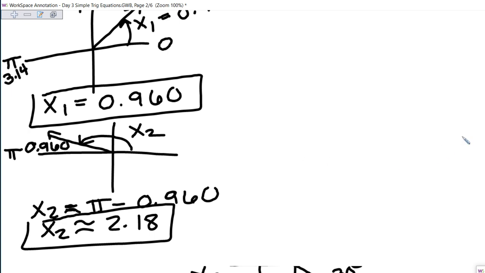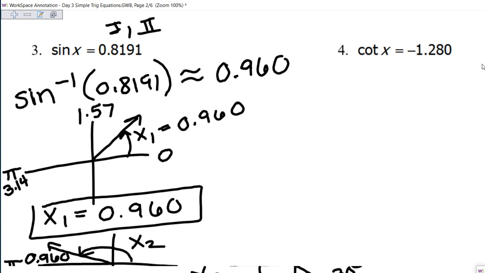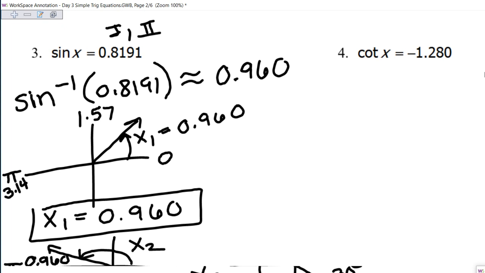Next one. Number 4, we have cotangent. Again, if you have one of these reciprocal functions, go ahead and change it to sine, cosine, or tangent. So for cotangent, we need to change it to tangent. And the main reason is because do we have a cotangent button on the calculator? No, we don't. So that's why we have to have it in terms of tangent. Now, if I make this over 1, that means the tangent of x is equal to 1 over negative 1.280.